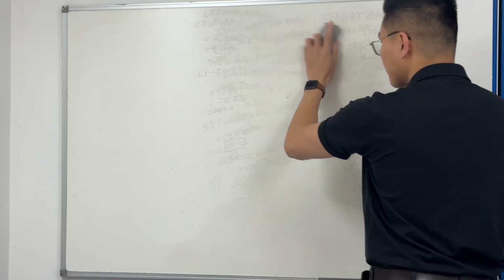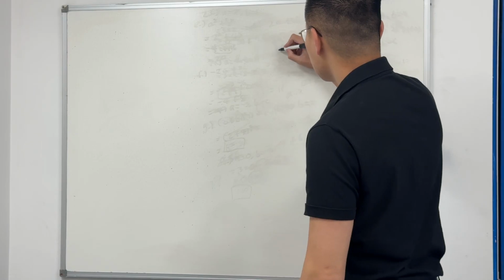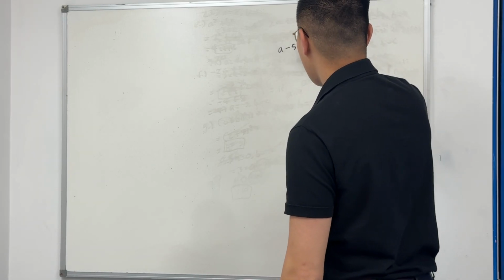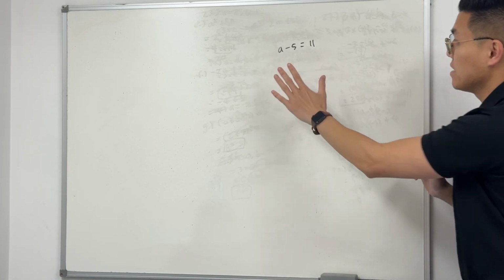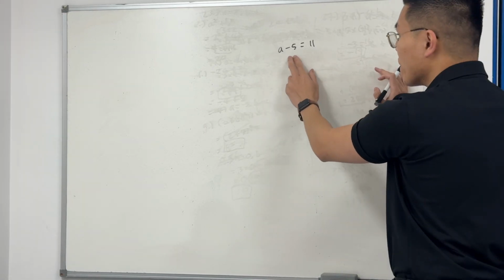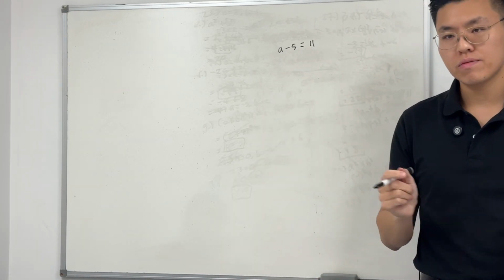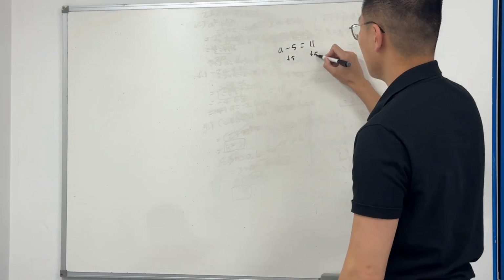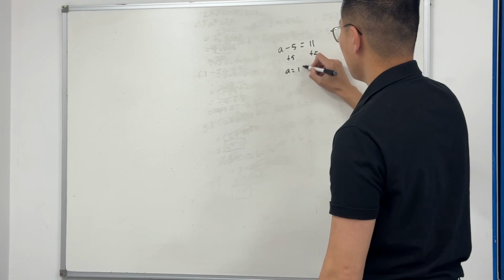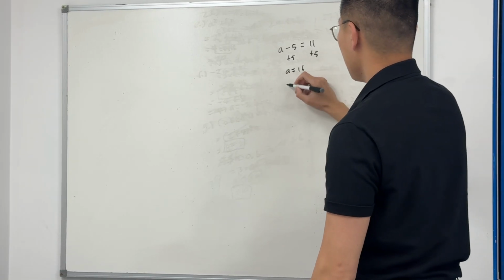Okay, so next thing. So let's say we have a minus 5 is equal to 11. How do we figure out what a is? Okay, what we do is we do the opposite of minus 5. What's the opposite of minus 5? Plus 5, excellent. Plus 5, and this is plus 5. So a is equal to 16. Okay, all right, great.